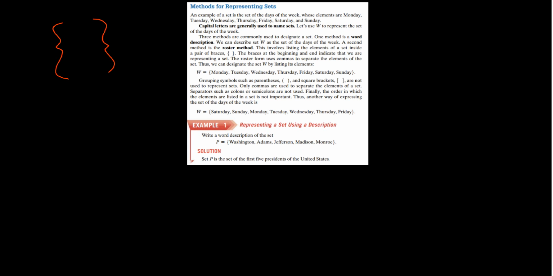Sorry about that. So the order doesn't really matter, and we'll see that later on. But let's look down here at example 1. If we were to write a word description of the set, I just cut the solution because I feel like many of you would know. The set's name is P, and the set P has Washington, Adams, Jefferson, Madison, and Monroe. For the record, those are presidents. Here it says they're the first 5 presidents.